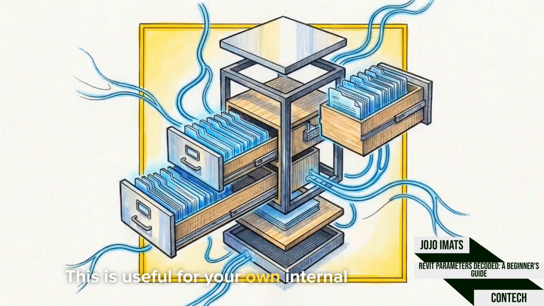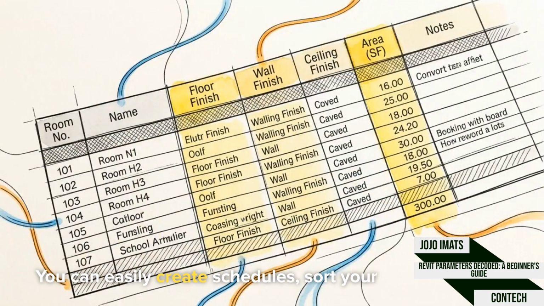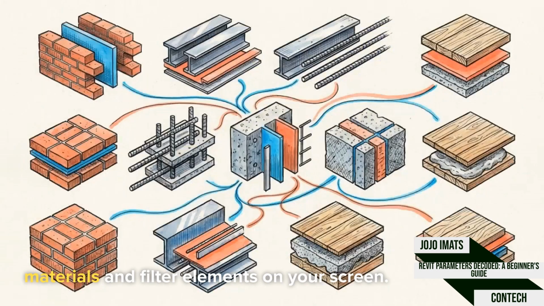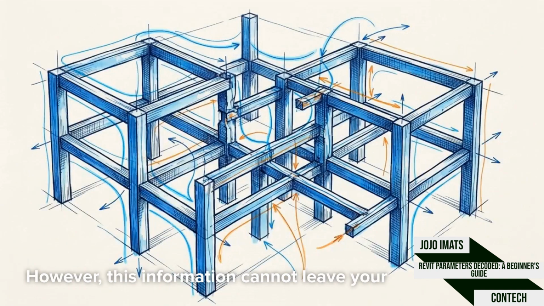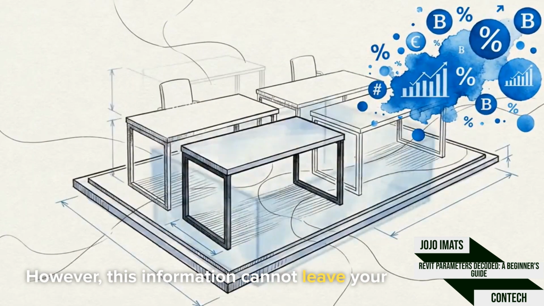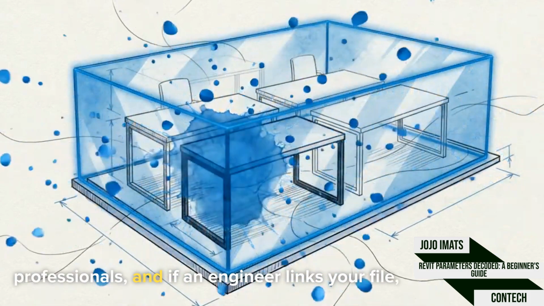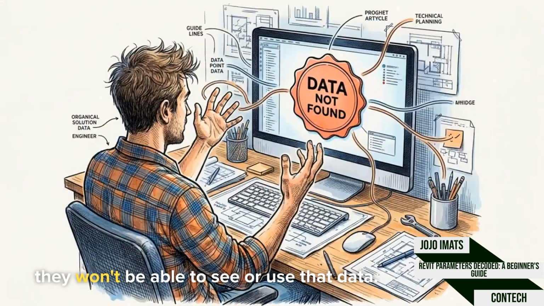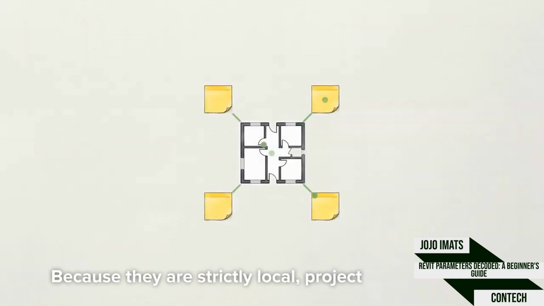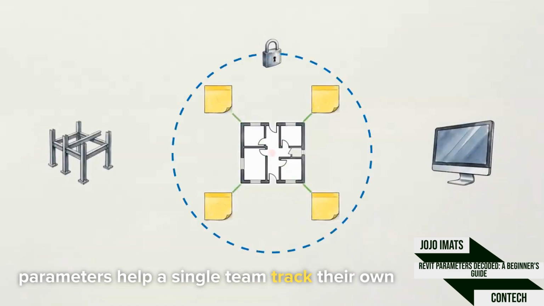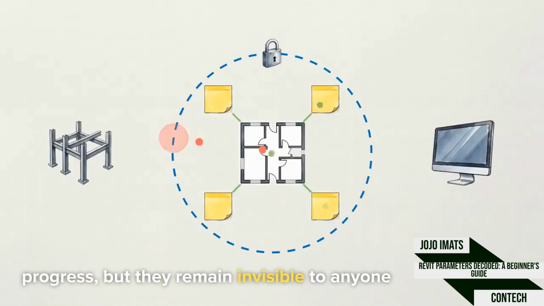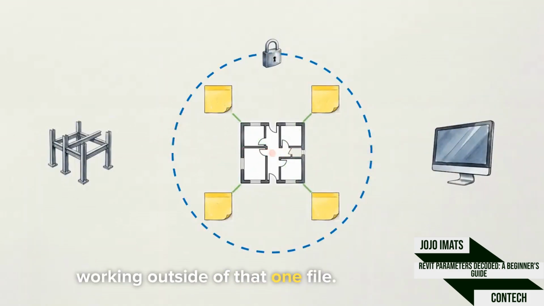This is useful for your own internal housekeeping. You can easily create schedules, sort your materials, and filter elements on your screen. However, this information cannot leave your digital desk. You cannot tag these elements for other professionals, and if an engineer links your file, they won't be able to see or use that data. Because they are strictly local, project parameters help a single team track their own progress, but they remain invisible to anyone working outside of that one file.